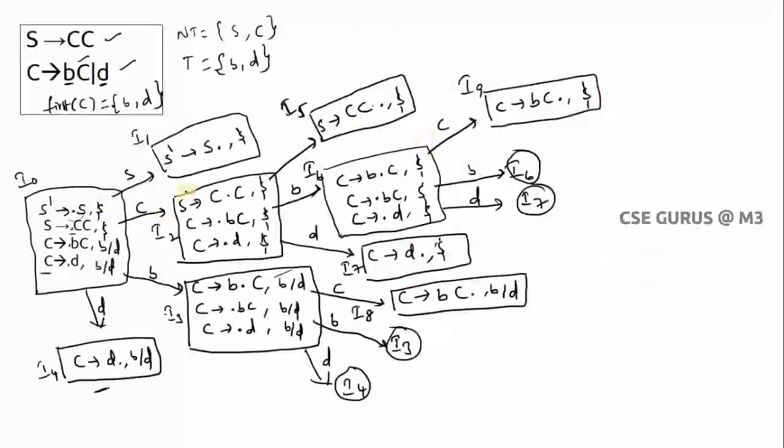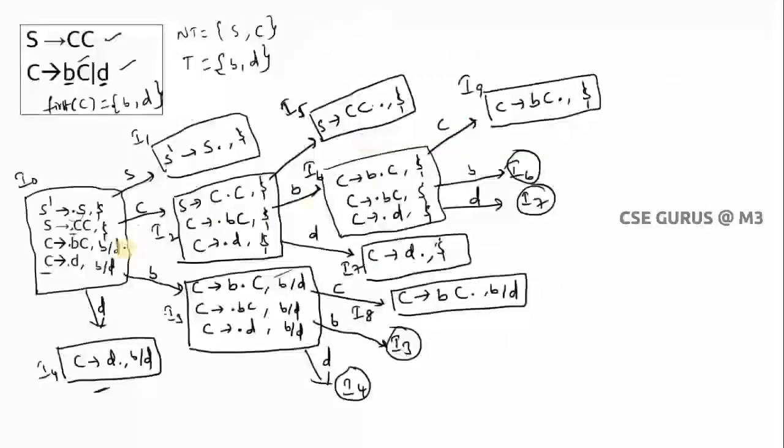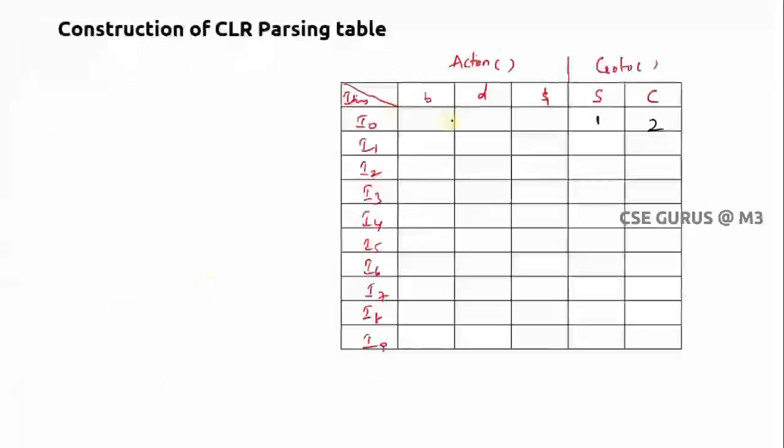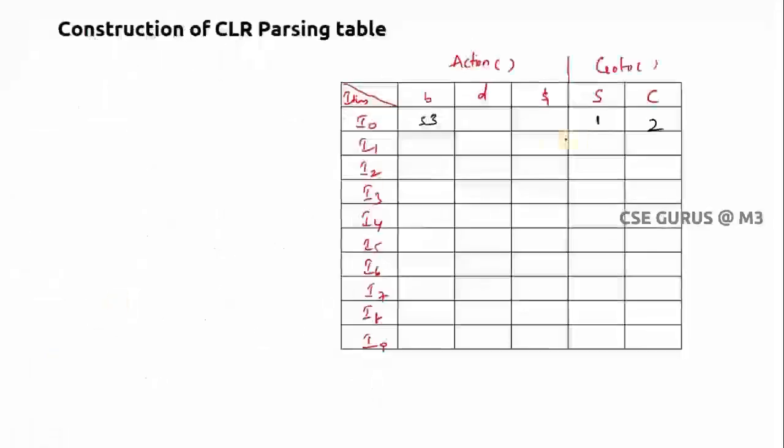I0 to next one is C. Again non-terminal, going to I2. I0 to C, it is going to I2. That is only 2 I need to write. The next one, I0 to B, which is a terminal now. I0 to B, it is going to I3. Shall I write only 3? No. It is a terminal, that's why I am writing S3. Next I0 to D, going to I4. D is also terminal. So I0 to D, S4. Like this we need to write.